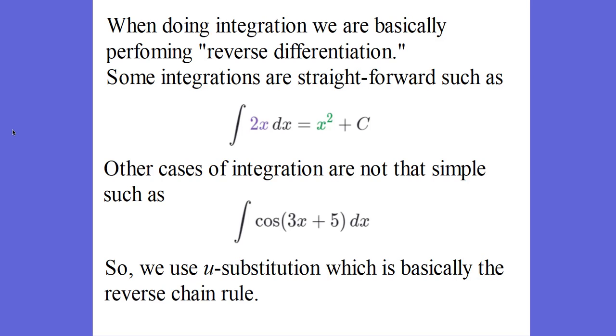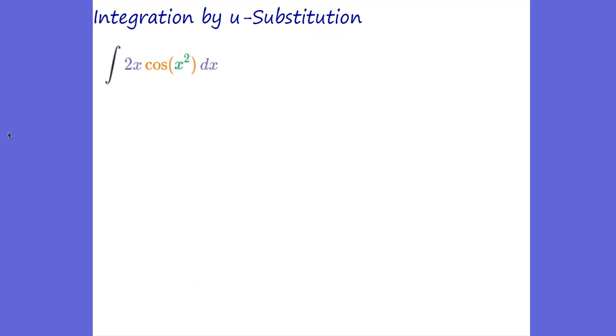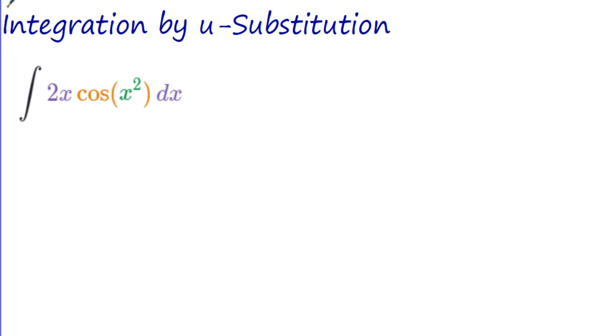We kind of have the chain rule going on here, don't we? It's not just simple and straightforward. And so we can use U substitution, which is basically the reverse chain rule, which is just so stinking cool. Okay, so let me kind of walk you through U substitution. Like I said, U substitution is so neat.